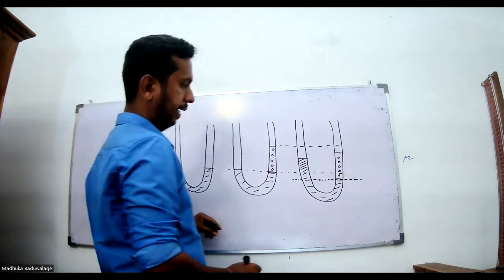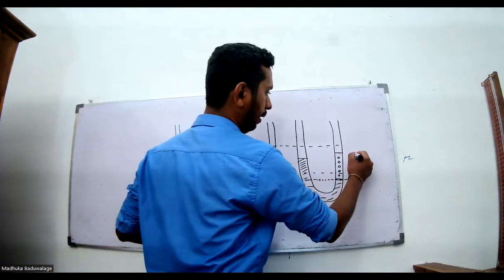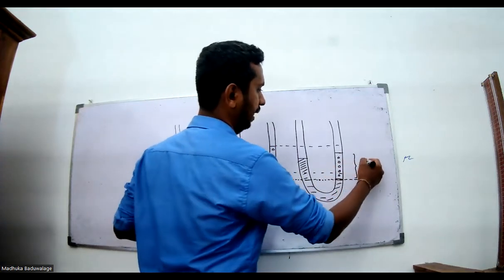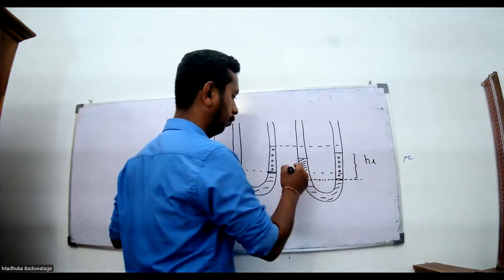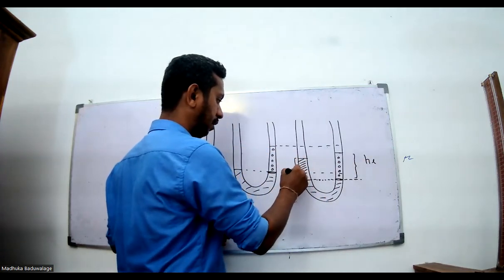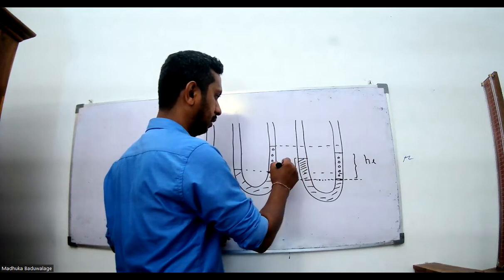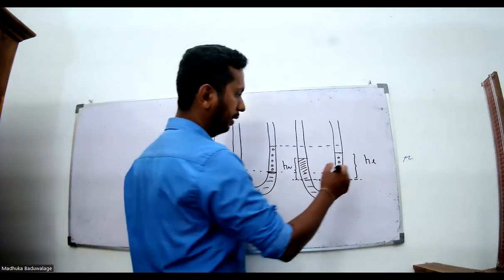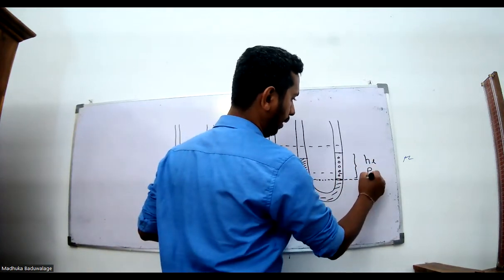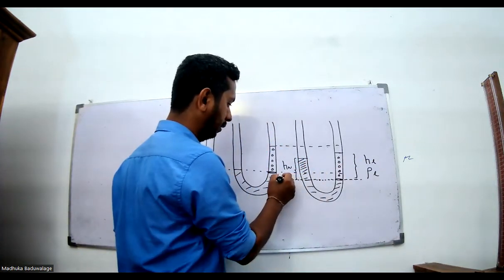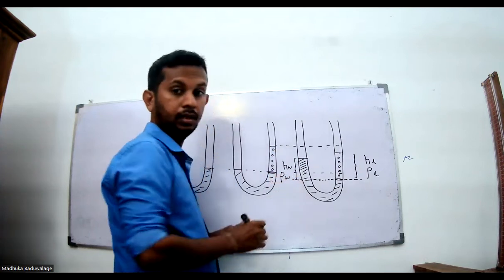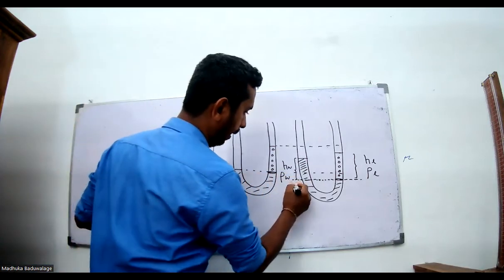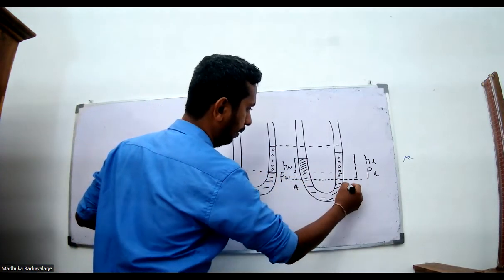I am going to take the height of the liquid column from the common interface as HL, while the height of the water column I am going to take as HW. I am going to take the density of the liquid as rho L, and the density of water as rho W. I am going to take the common interface level as AB.